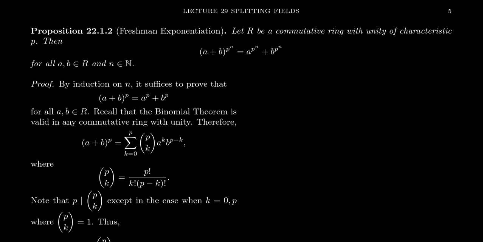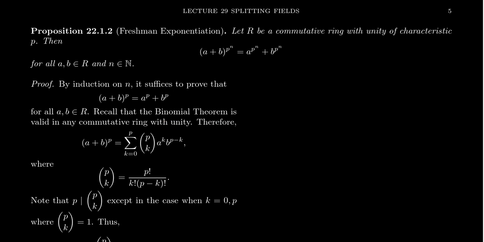And this is a consequence of the binomial theorem. For any commutative ring, the binomial theorem is valid, and you can use the exact same proof that you use to prove the binomial theorem. It's a combinatorial argument, but it requires commutativity of the ring, distribution, and the ring axioms. That's all it is. So the binomial theorem is valid for any commutative ring.